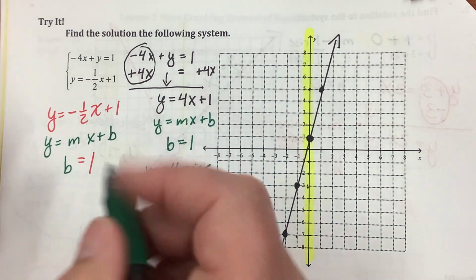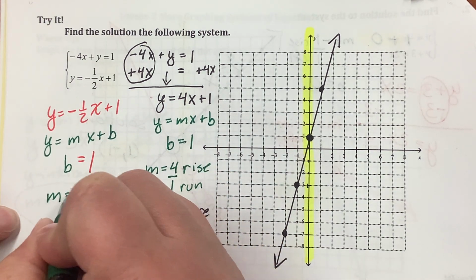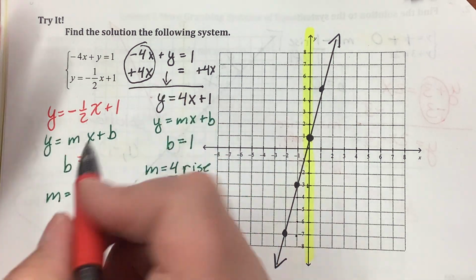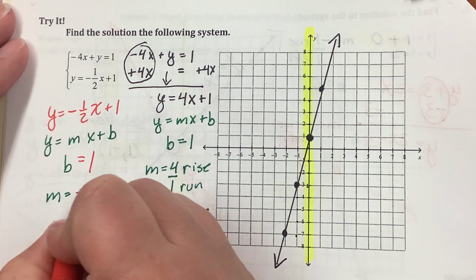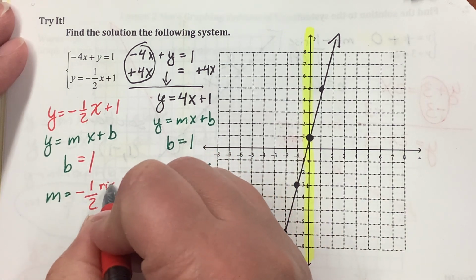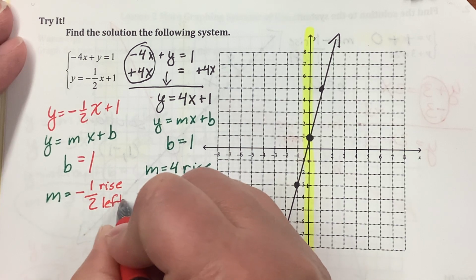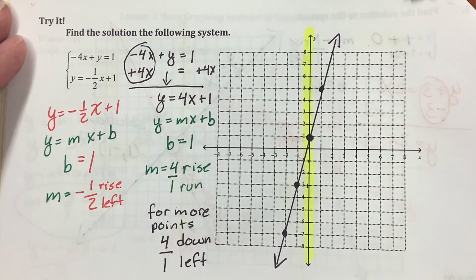B equals 1. And that means I'm starting at 1. And then my slope m is, and this is the hard part, negative 1/2. And what that means is I am going to rise 1, but because it's negative, I have to go left. And be careful, don't lose that negative sign.